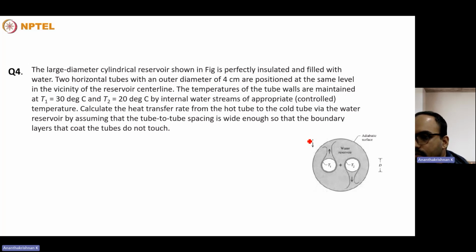So this is a case of natural convection. Gravity acts in the downward direction. It's an adiabatic, enclosed surface, with the diameter d of the tubes and the temperatures. There will be the formation of the boundary layer in and around the cylinders, but the distance is sufficiently large to prevent the boundary layers from touching each other. So we need to calculate the heat transfer rate from the hot tube to the cold tube via the water reservoir by assuming that the tube to tube spacing is wide enough.